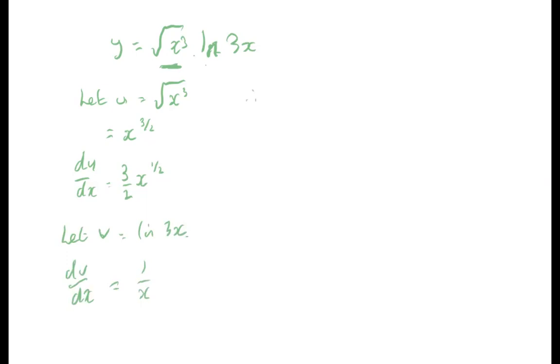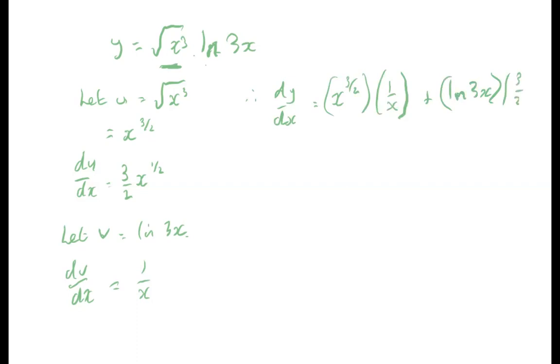So therefore dy by dx is equal to, we want u, which is x to the 3 over 2, times dv by dx, 1 over x, plus v, which is ln 3x, going to multiply that by du by dx, which is 3 over 2 x to the half.